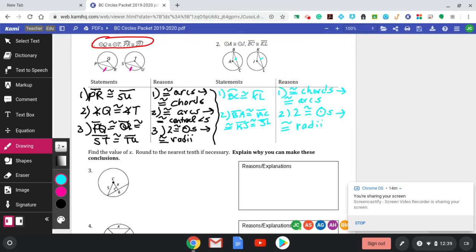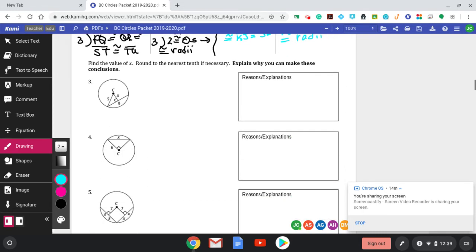Okay, so hopefully you found these two statements: that the arcs BC and KL were congruent, because if the chords are congruent, that implies the arcs are congruent. And number 2 is very similar to number 3 in the previous one: if two circles are congruent, that must mean all four radii are congruent. All right, so now let's put it to some algebra.